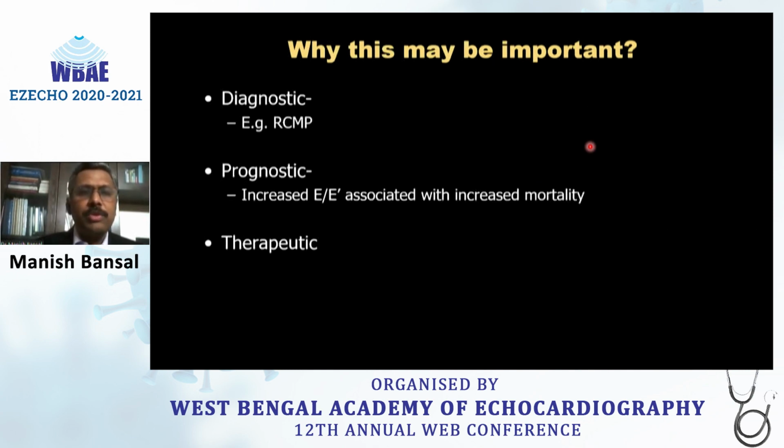Answers to these questions are important not only for diagnostic purpose, but more importantly from prognostic standpoint. As we know, increased E over E prime in these patients have been shown to be associated with increased mortality, and many other echo parameters are associated with adverse outcomes. And it may have therapeutic importance also, like use of diuretics.